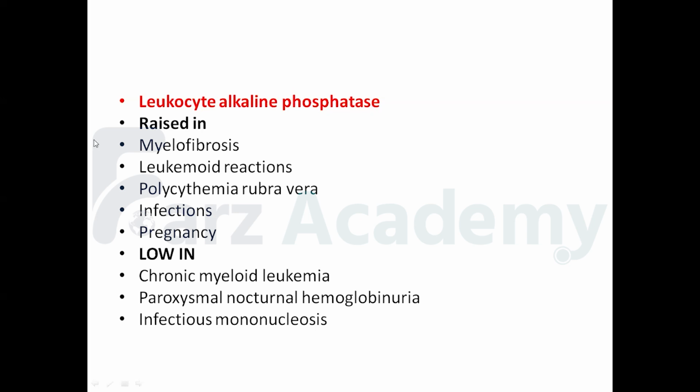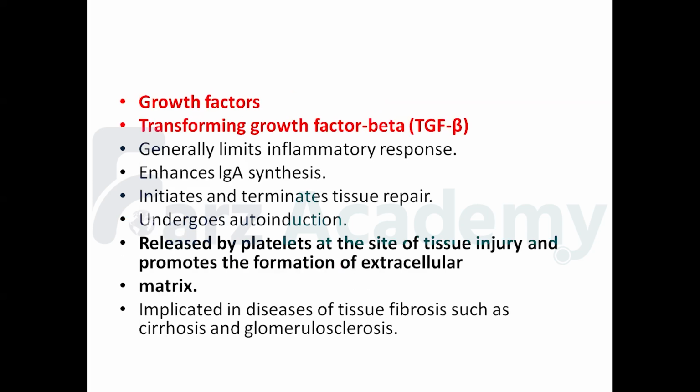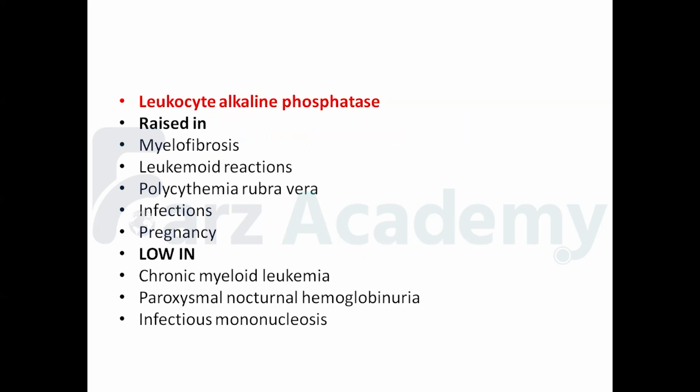So we will be continuing with our immunology for MRCP1. Last session we discussed till growth factor, transforming growth factor beta. Now we will start with leukocyte alkaline phosphatase. It is increased in myelofibrosis, leukemoid reaction, polycythemia rubra vera, infections, pregnancy. And it is low in chronic myeloid leukemia, paroxysmal nocturnal hemoglobinuria, and infectious mononucleosis.